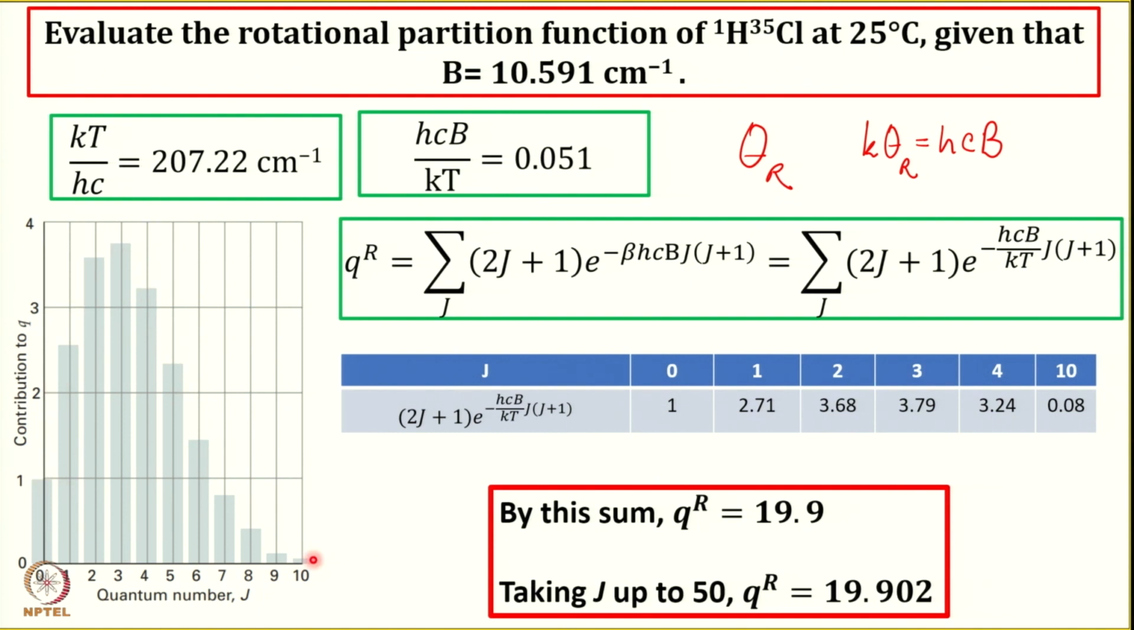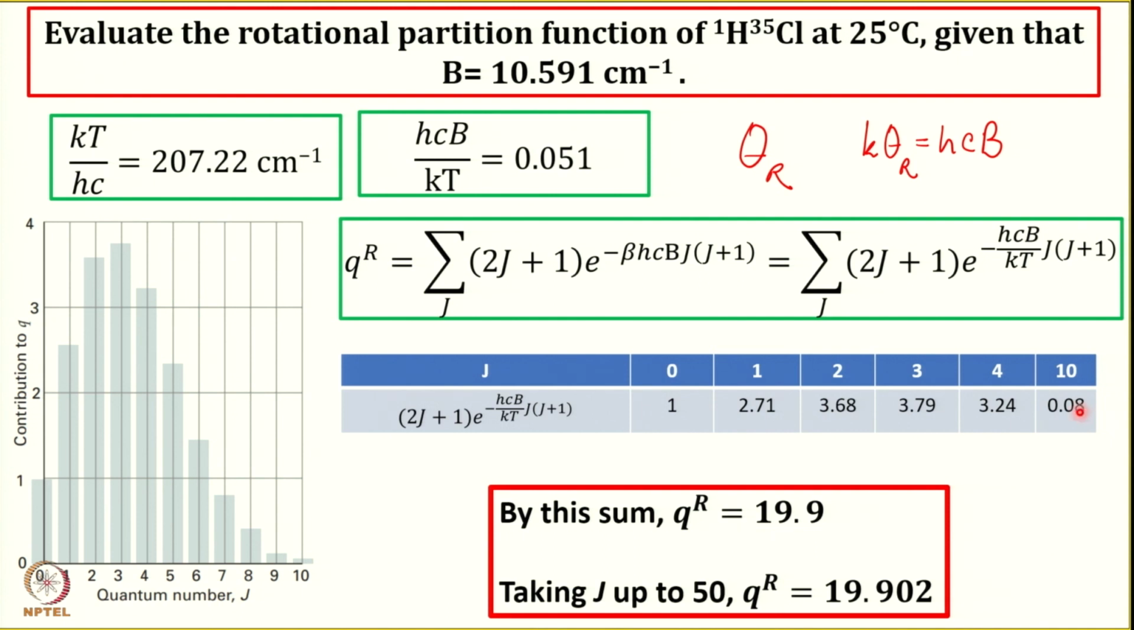If you include the result from j equal to 0 to j equal to 10 and sum up all these, you get a value of 19.9. 19.9 reflects how many rotational states are populated.